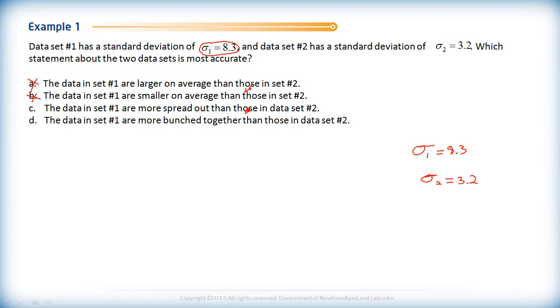So remember, the standard deviation represents the average distance you are away from the mean. A bigger standard deviation means on average the data values are spread out more away from the mean. So we're going to say data set number 1 is more spread out if sigma 1 is bigger than sigma 2. That's what we're after. And then part D is going to be a no-no. It's just the opposite. It says they're more bunched together, which would be the opposite of being spread out, wouldn't it? So definitely C there.